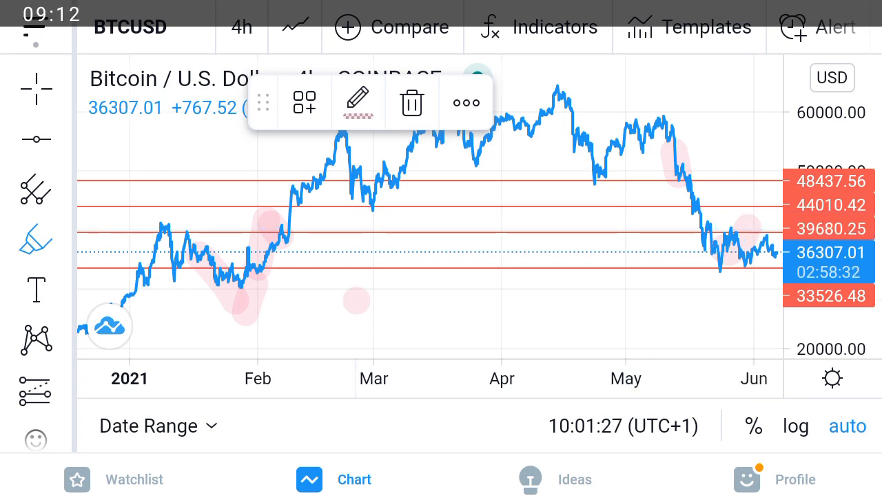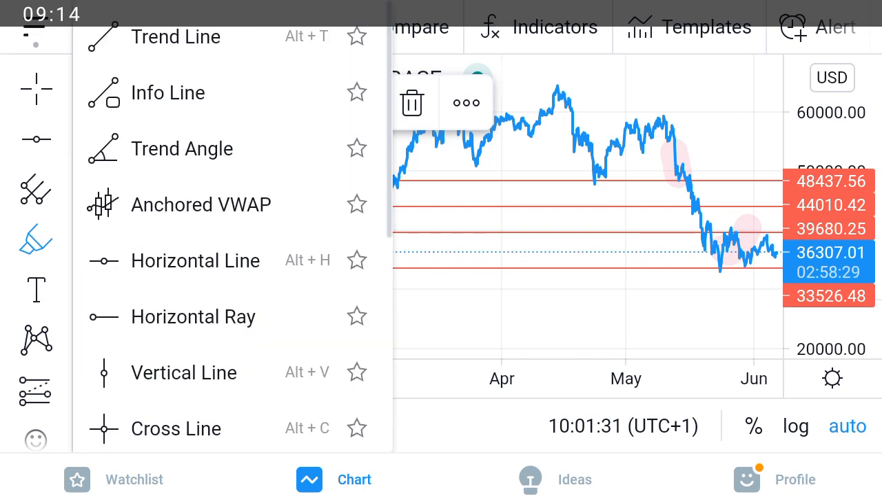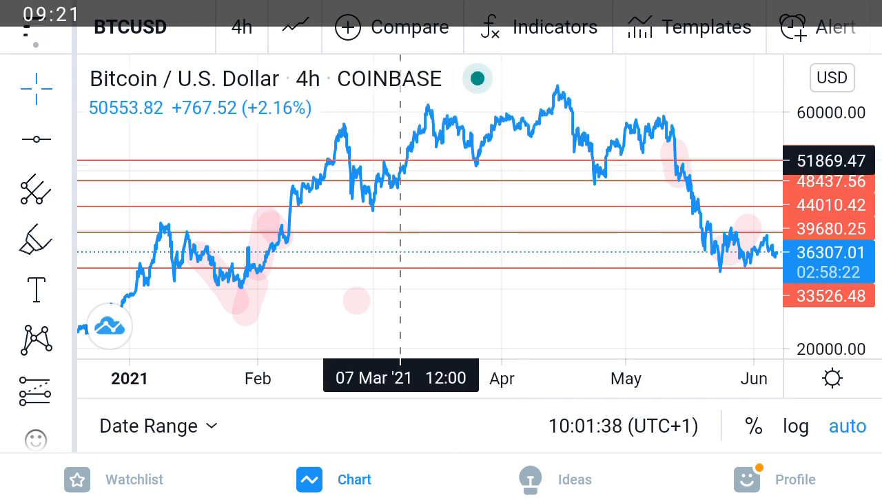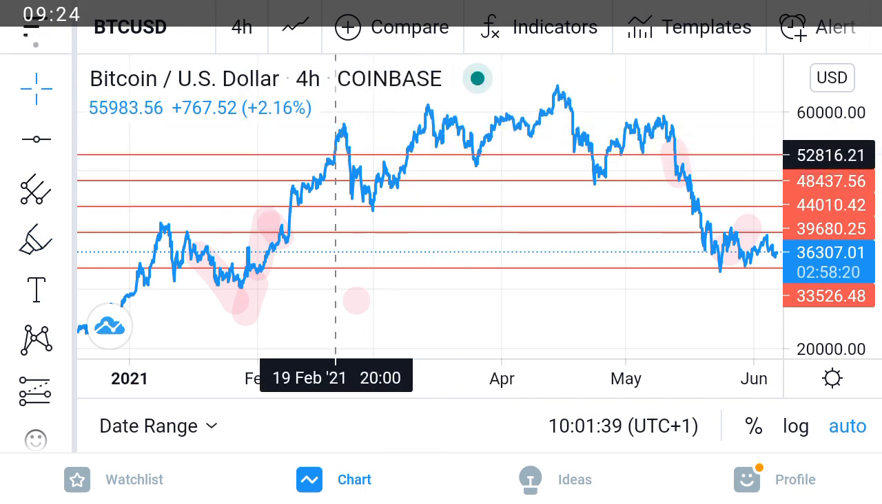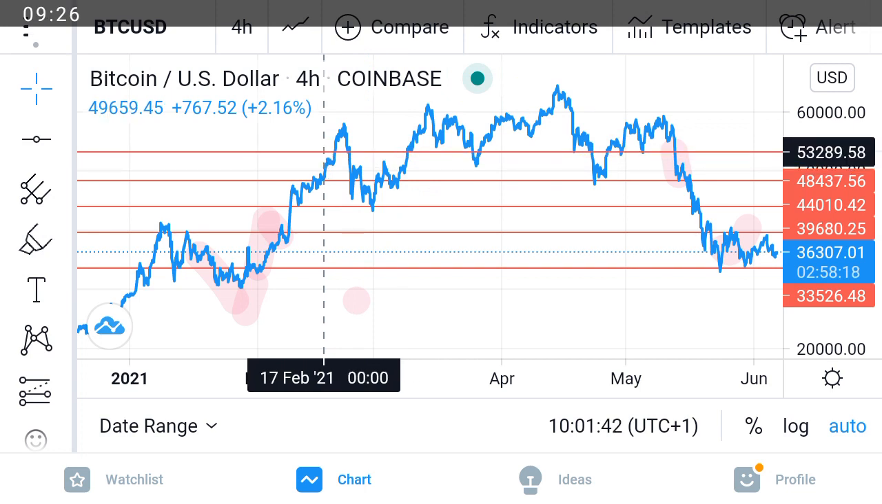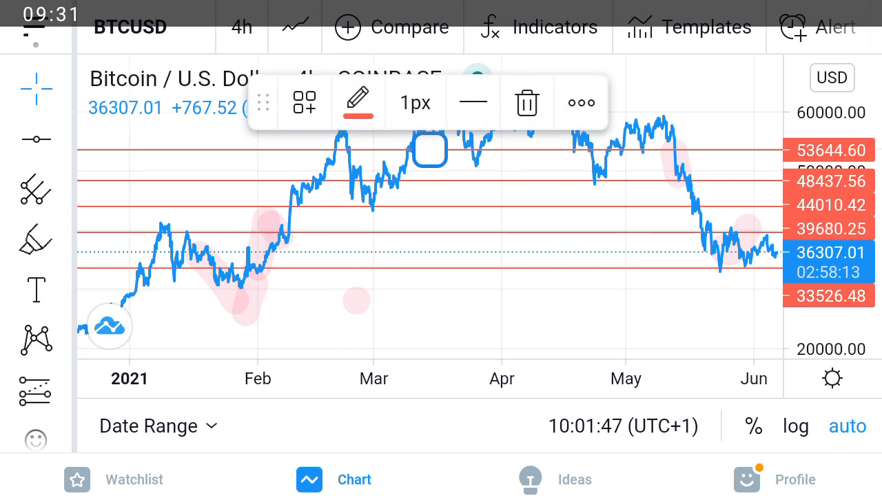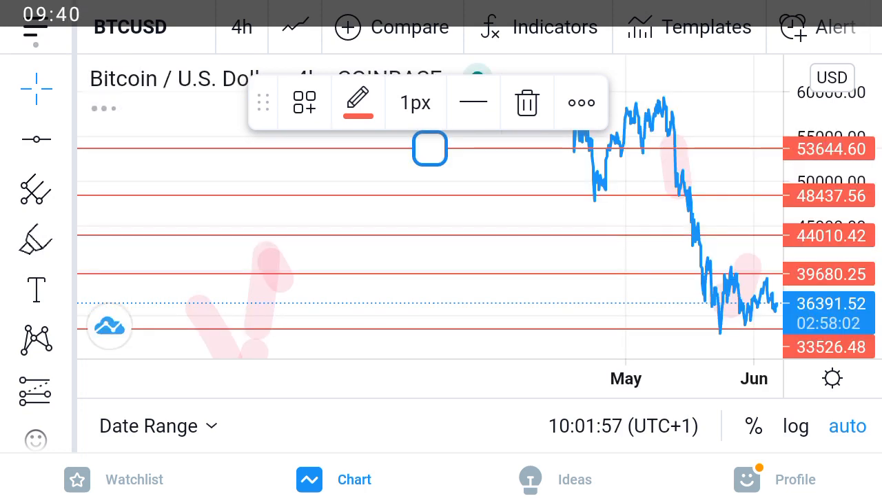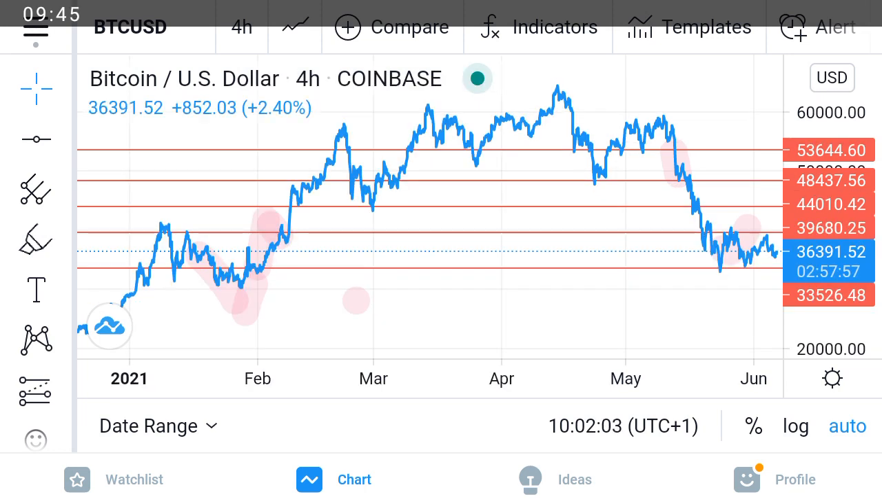So all you just have to do is draw a line and make sure at least 2 or 3 places are meeting. That's just it. So that's what support and resistance is.